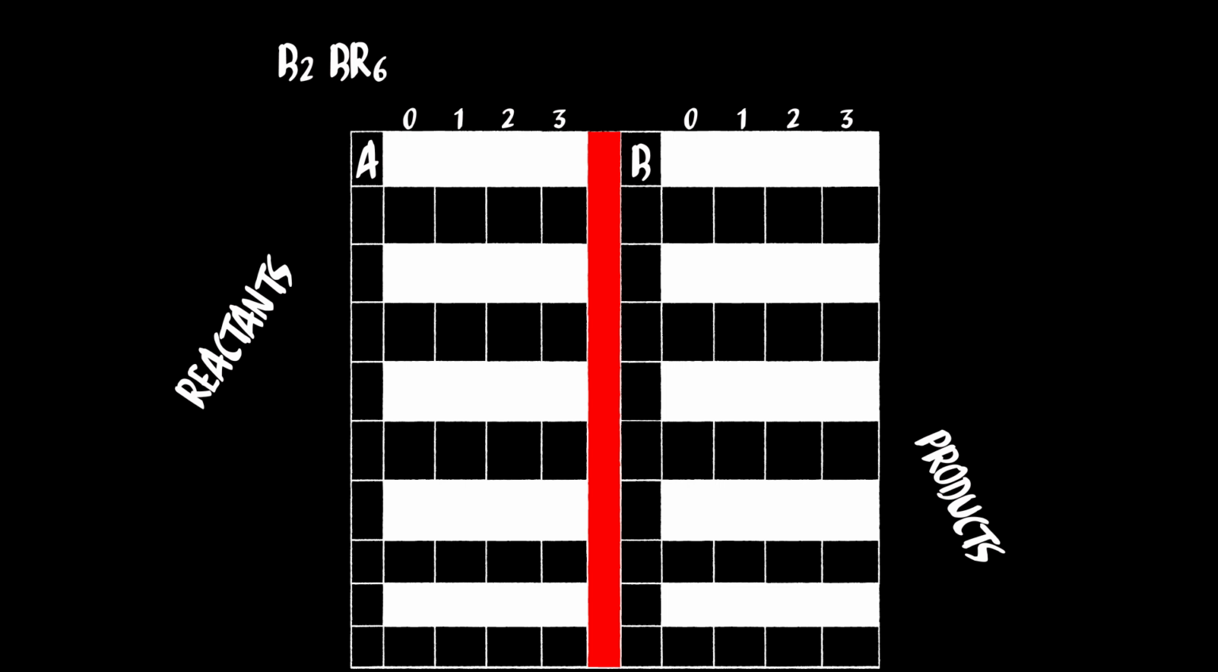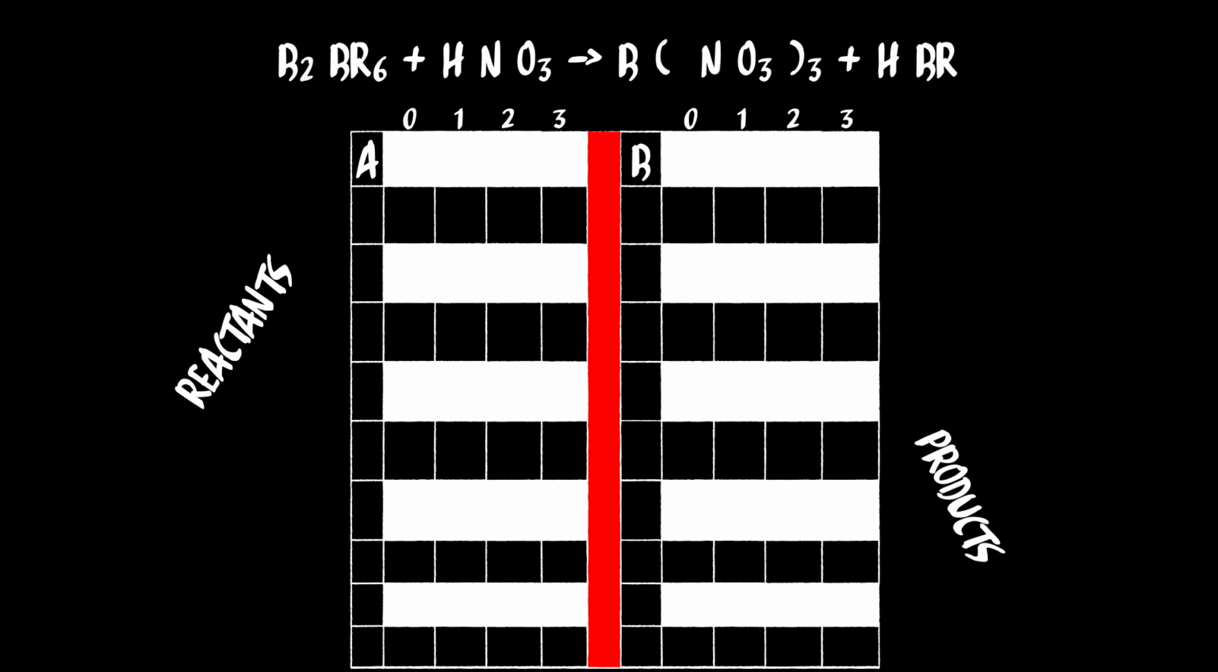Let's try another. We have B2Br6 plus HNO3 as the reactants that yield a product of B(NO3)3 plus HBr. As we go through the grid, we start off with A. A is going to list all the elements involved in the reaction on the reactant side. B will list all the elements involved in the product side. So for A, we have B, N, Br, H, and O.